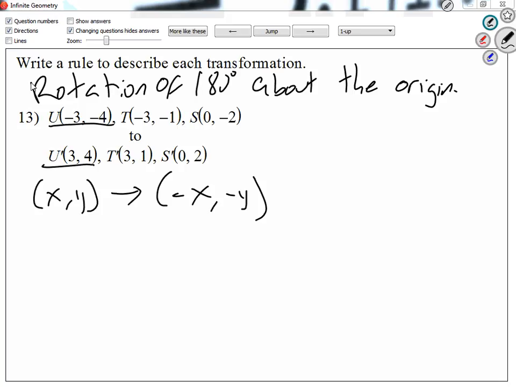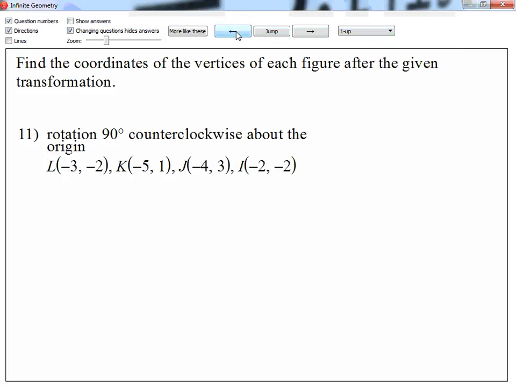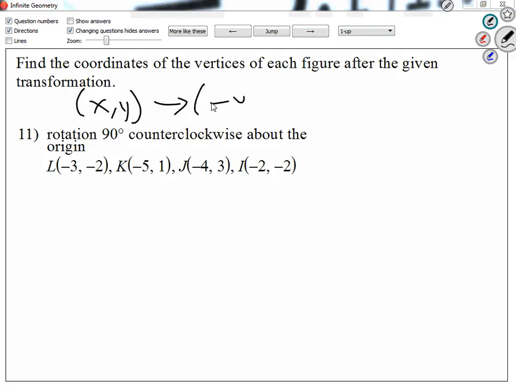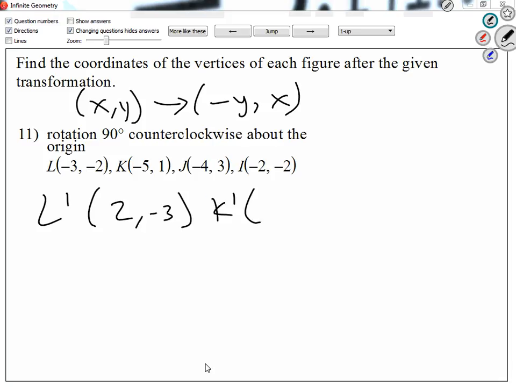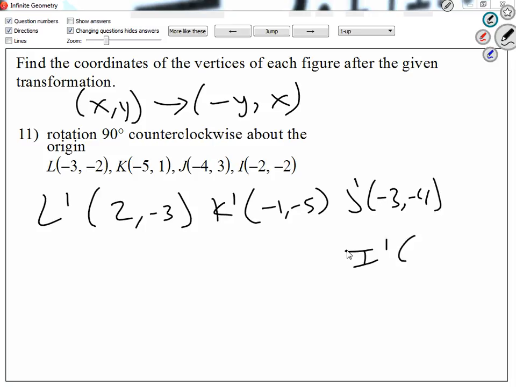All right, let's take a look at number 11. Here it says find the coordinates, 90 degrees counterclockwise. I know the rule says (x, y) becomes (negative y, x). So for L prime, I'm going to get 2, negative 3. What do we get for K prime? Negative 1, negative 5. What do we get for J prime? Negative 3, negative 4. And lastly, I prime, 2, negative 2.